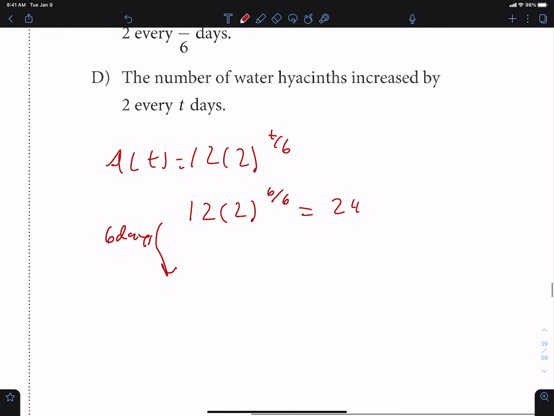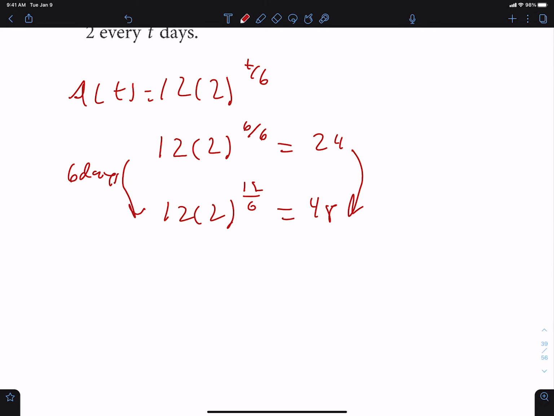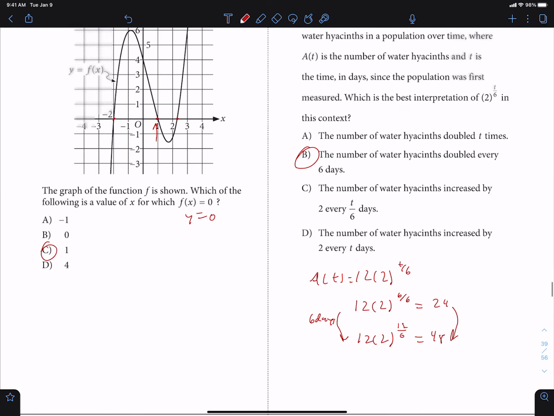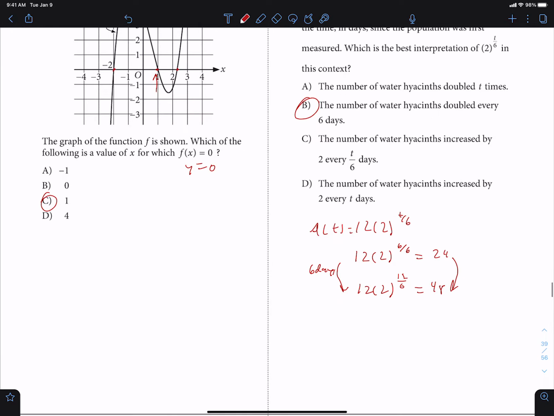Now let's go another 6 days further. So now we're at 12 days total, right? 12 times 2 to the 12 over 6, and then 12 over 6 is 2. 2 squared, that's going to be 48, right? So we see that every 6 days, the population of water hyacinths is going to double. And that's what we said here. The number doubles every 6 days. Cool.